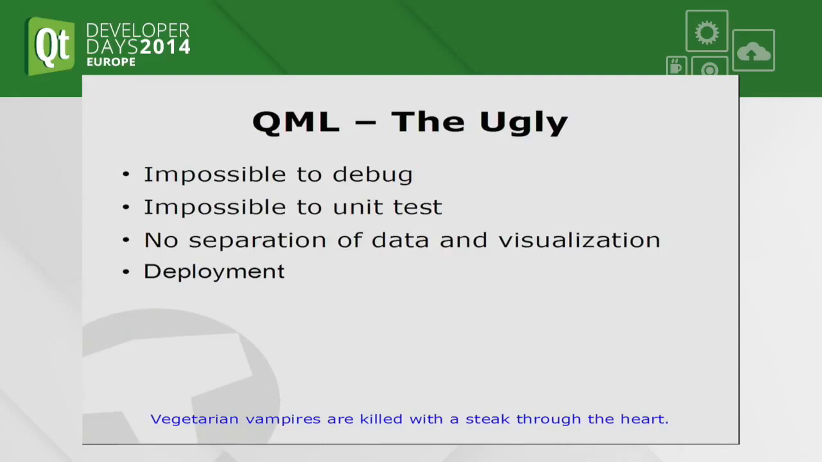But the really bad one, that's the no separation of data and visualization. That is the one that for me is the worst decision Nokia ever made while they had control of Qt. And this is where you come back to the story of how they built software, because they didn't care about making maintainable code. They just threw it out and made something new. We have to do this.